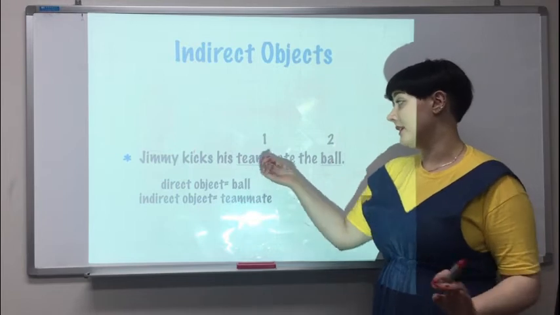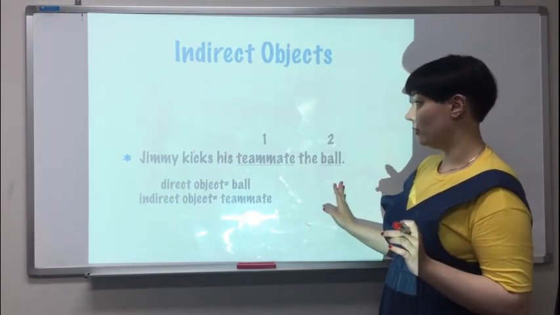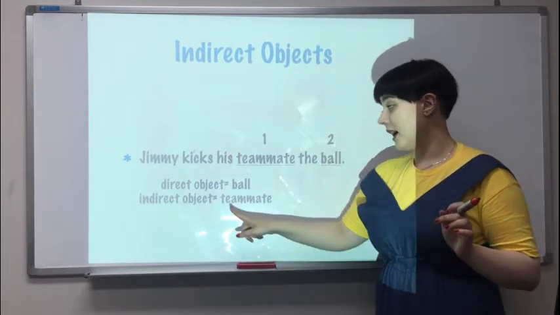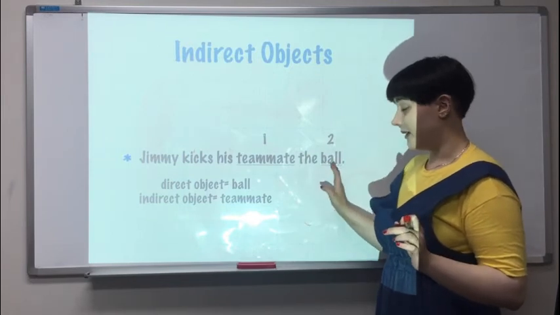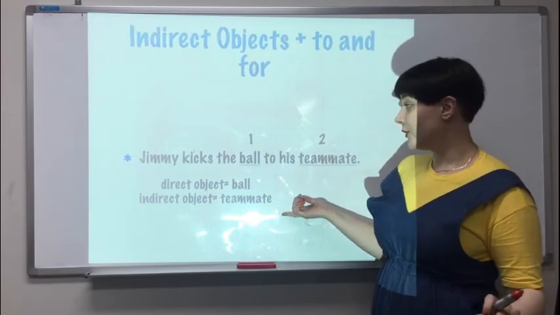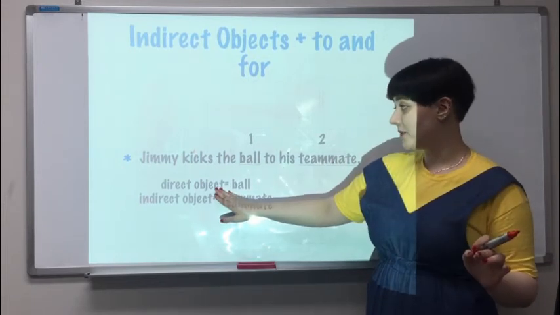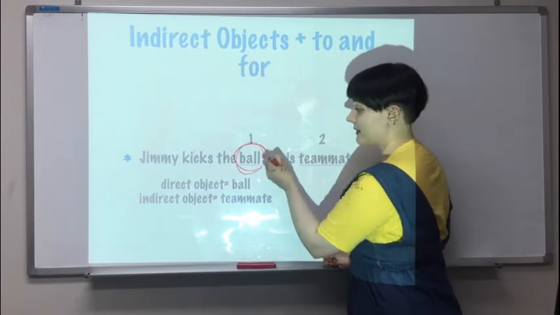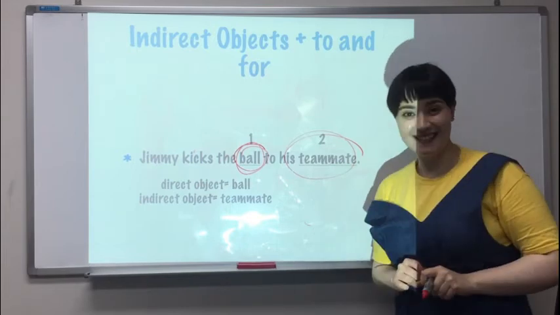Another example was Jimmy and his teammate. Jimmy kicks his teammate the ball. The direct object, ball, is at the end. The indirect object, teammate, is before the direct object. But if we add to, Jimmy kicks the ball to his teammate, we have the direct object, the ball that gets kicked, in the first place, and the indirect object, teammate, in the second place. Easy, right?